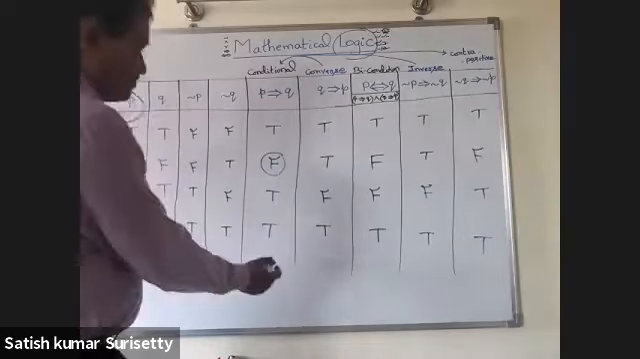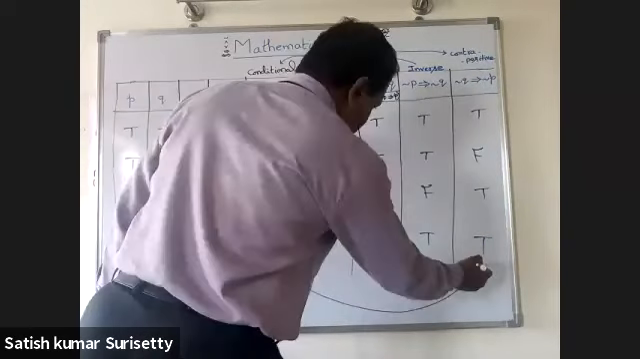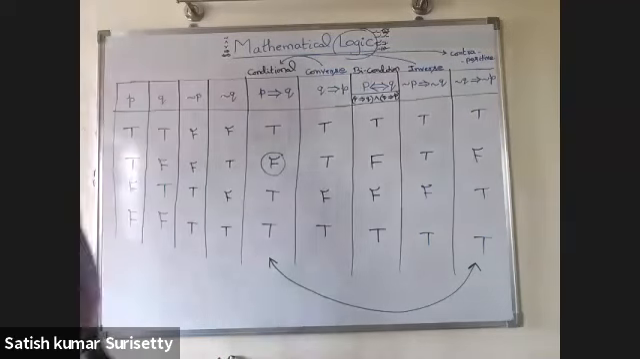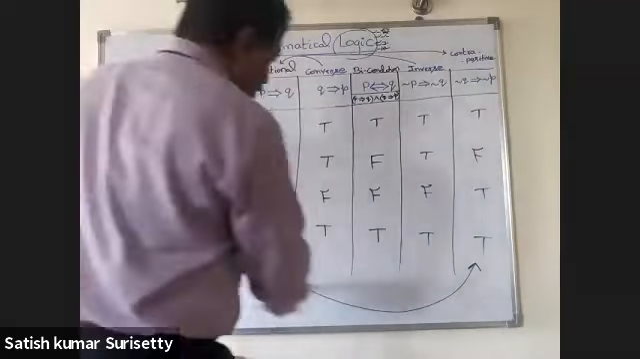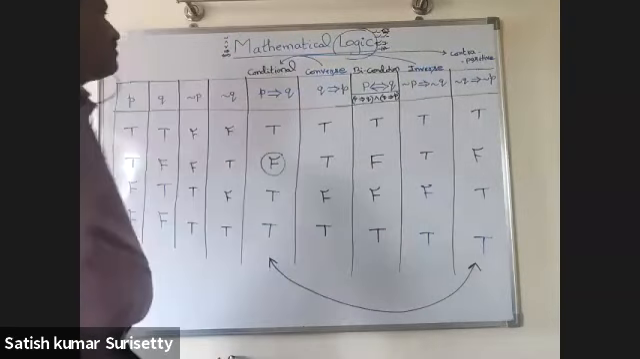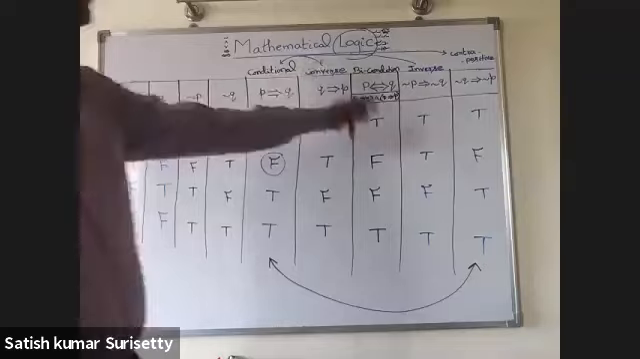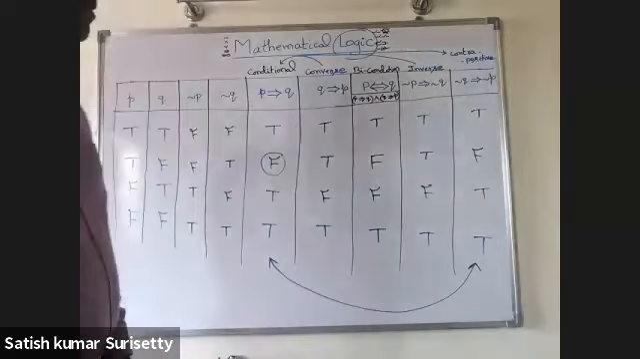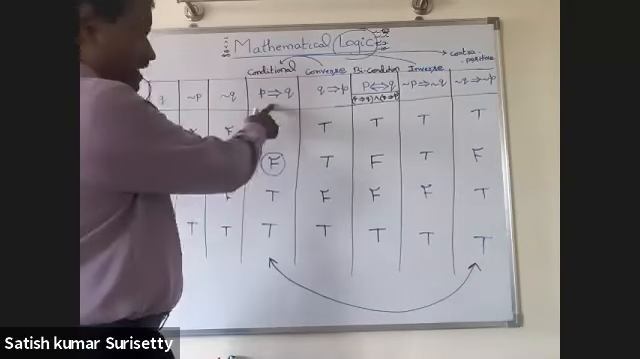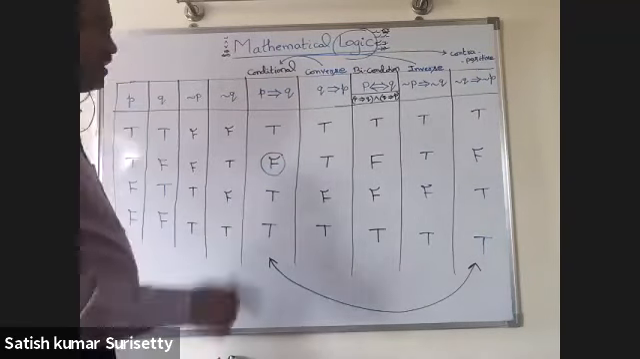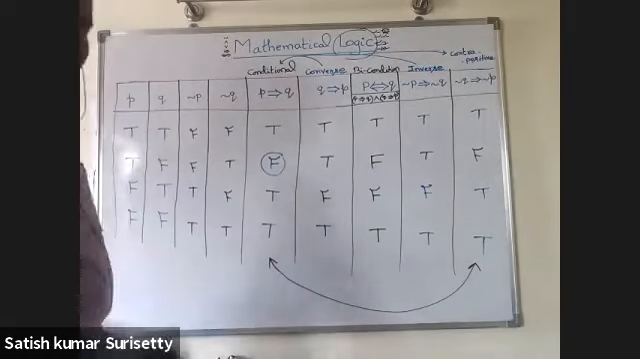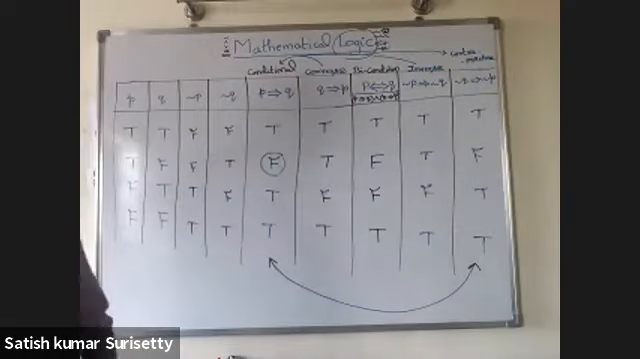Contrapositive. So these two are called equivalent statements: the conditional and the contrapositive. That means whether you write the verbal form using the conditional or the contrapositive, the meaning will be the same because the truth value will be the same.